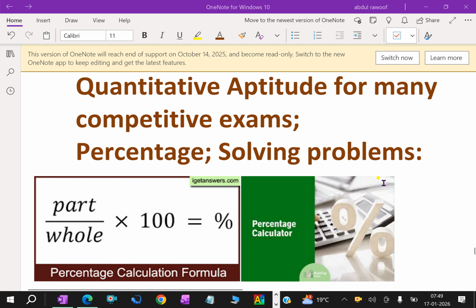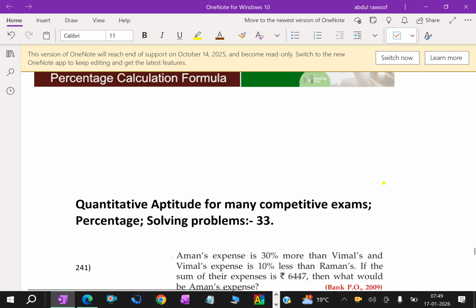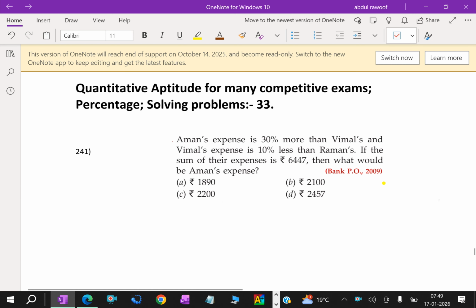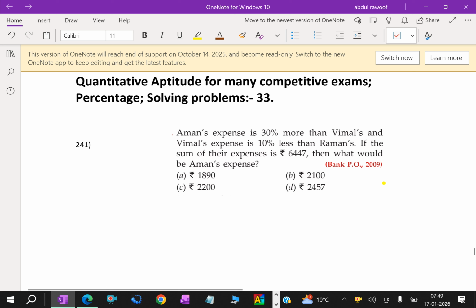Let us do some problem solving. Look at this. A man's expense is 30% more than Vimal's, and Vimal's expense is 10% less than Raman's expense. If the sum of their expenses is 6,447, then what would be A man's expense?